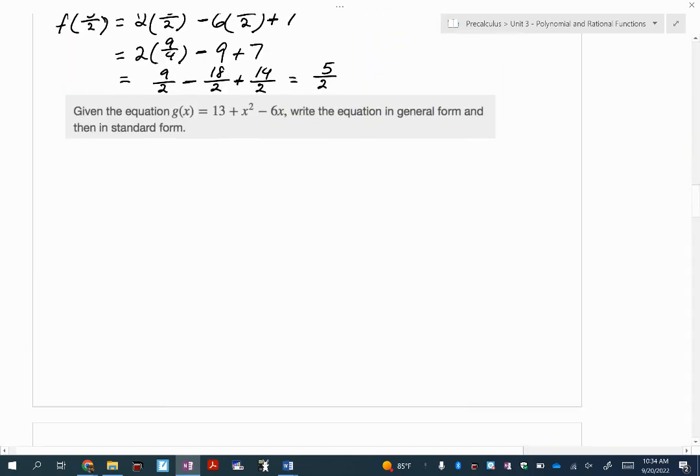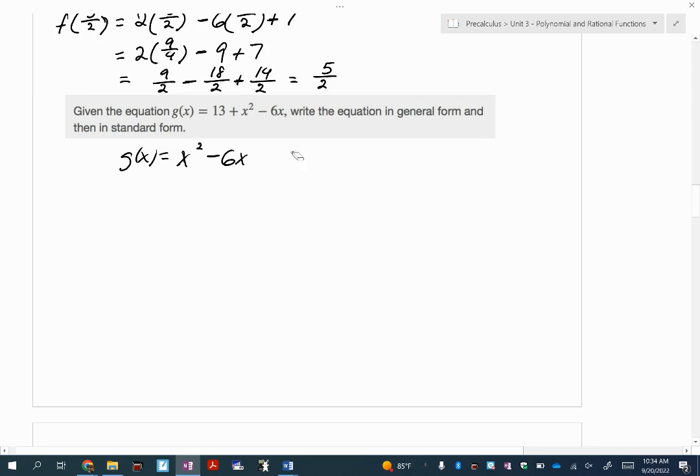All right, we have an equation here, and we want to write it in general form, and then obviously also in vertex form. So I'm going to first write g of x equals x squared minus 6x plus 13.